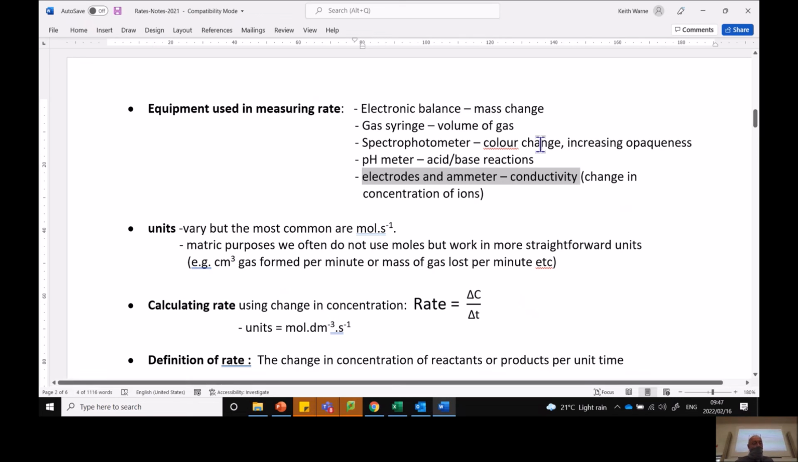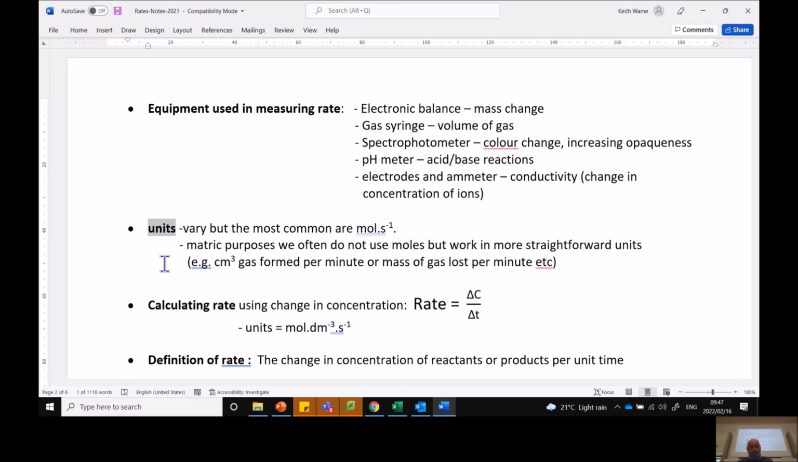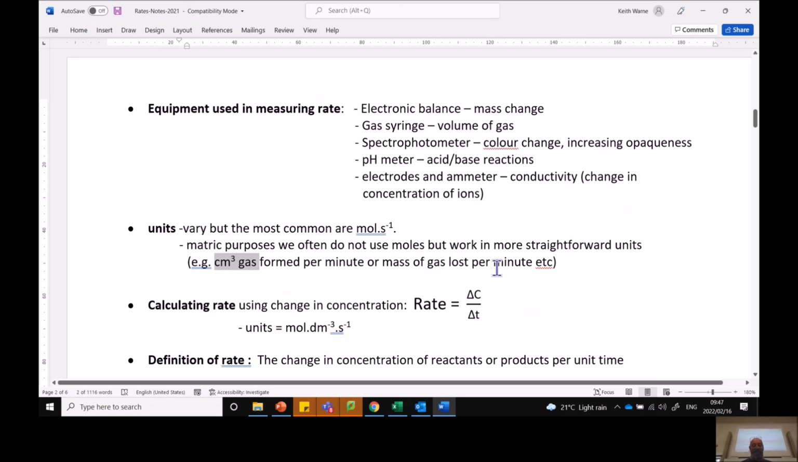Okay, units. The units of what? The units of rate they're talking about. What are the units of rate? It depends how you're measuring it. But more commonly, we use moles per second. Right? But if you were using the volume of the gas, then it would be different, so we've spoken about that.